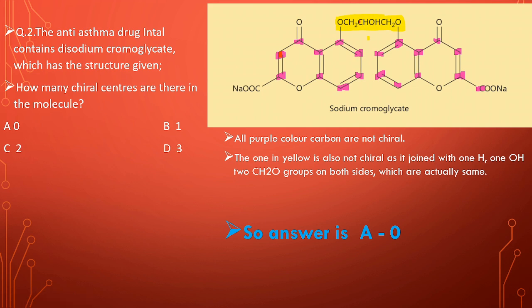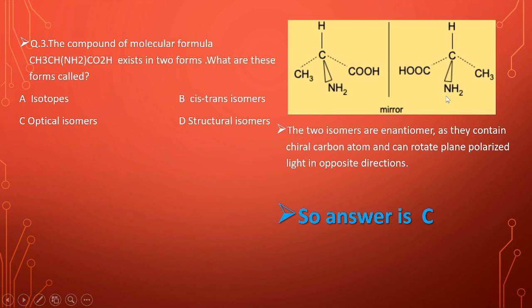There is another one. It is the anti-asthma drug disodium cromoglycate, which has the structure below. In this one, basically all the purple ones are not chiral, while the one in yellow, if you see closely, contains H, OH, and on both sides it contains CH2O, so it is also not chiral. So the answer is 0. There is no chiral carbon atom in this molecule.